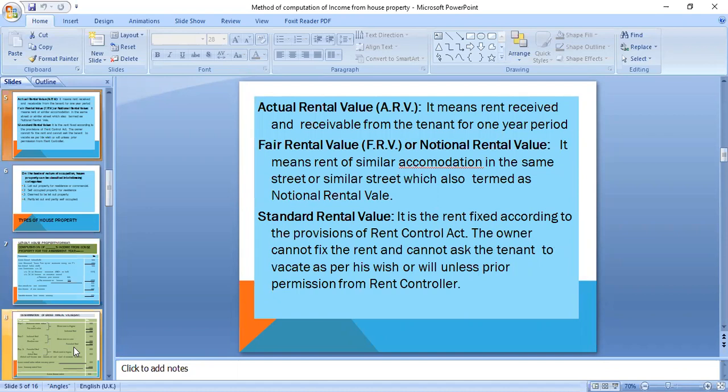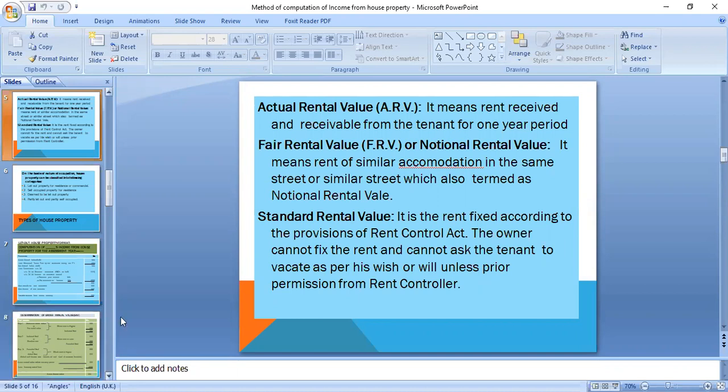It is the rent received or receivable from the tenant in a particular period, financial year, is called the actual rental value. As we have taken just now as an example, the municipal rental value is fixed at 8,000 rupees, but I gave it to my friend or my relative or my brother or sister at 6,000 rupees only. So here the 6,000 rupees is the actual rental value that I am receiving. But as per the municipal rental value, it is 8,000 rupees per month.